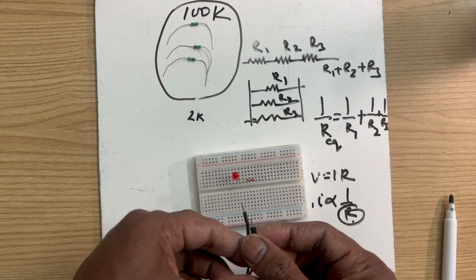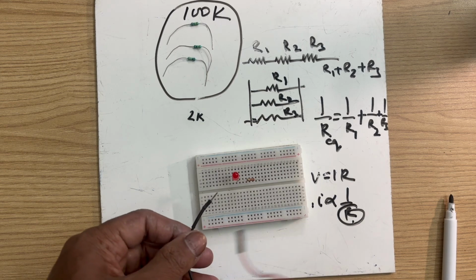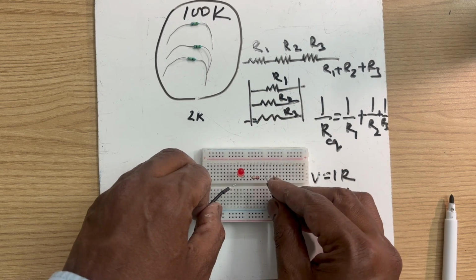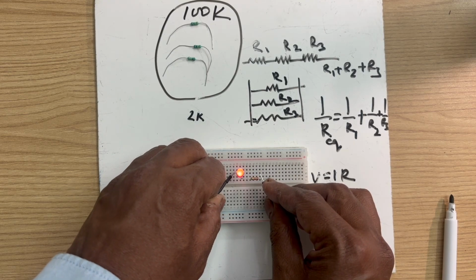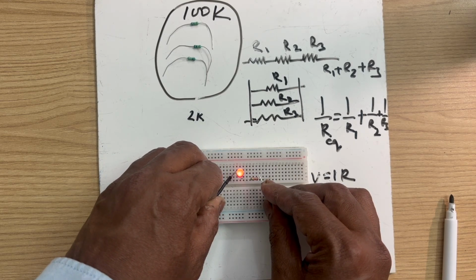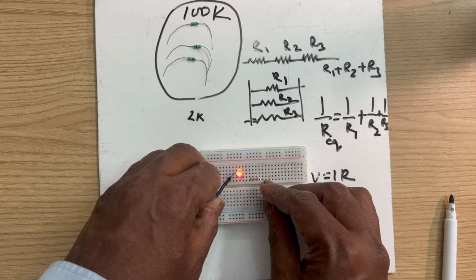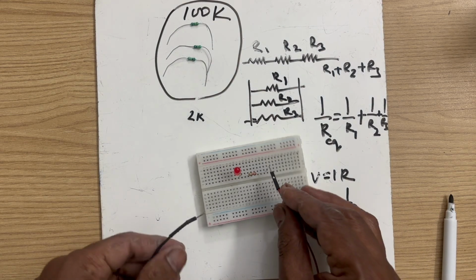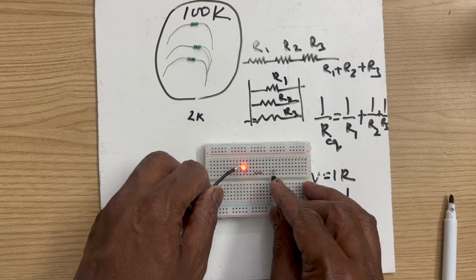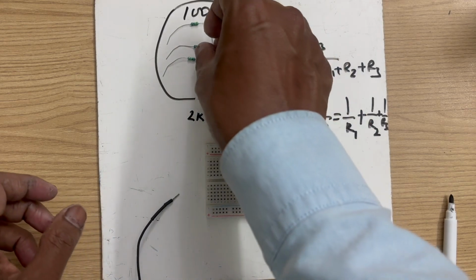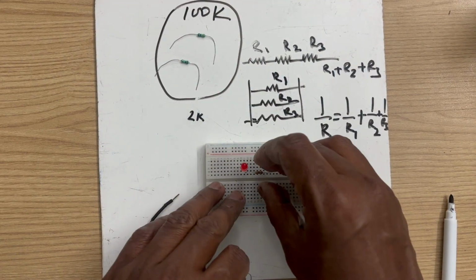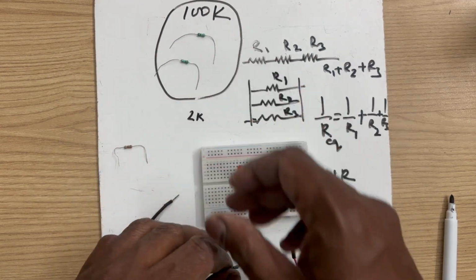I am not putting it in a proper way, because the red is positive, so it should go to the positive side, and the black is negative, so it goes to the negative side. So the LED has shown some brightness. Let me turn off this light so that we have more focus. All right, so now put the 100K resistance and remove this. Let's see the difference.